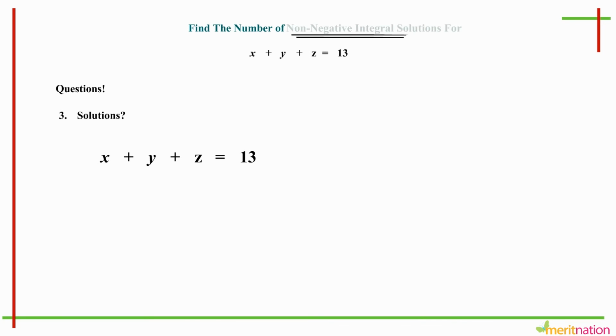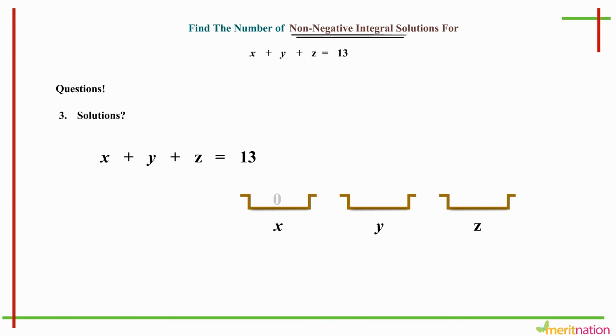If the question had asked for the number of non-negative integral solutions, then we would simply have allowed empty boxes, because 0 was now a permitted value for x, y or z. Then the relevant formula would have been n plus r minus 1 C r minus 1 to give 15 C 2 solutions.